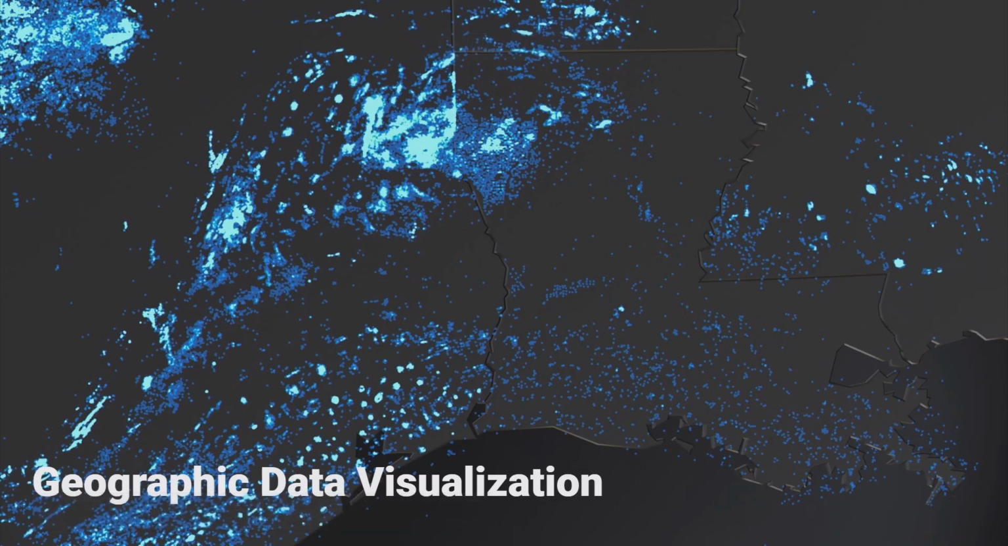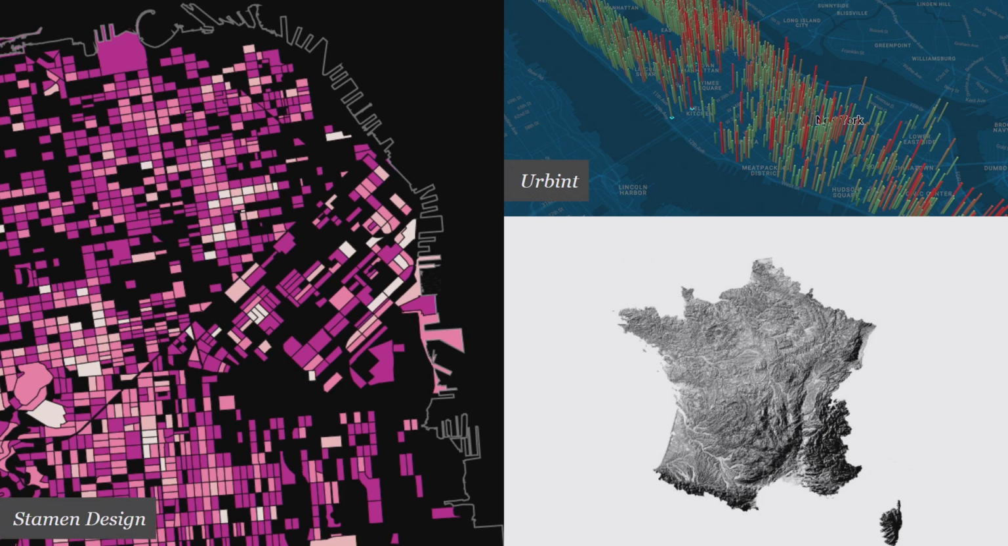All right, let's talk about geographic data visualization. We're going to do two different kinds of geographic data visualization today. These are a couple of looks that I really like, and these are all very achievable things in TouchDesigner. So this map by Stamen Design, they do a lot of great maps. This is a map representing Airbnb usage on different blocks in San Francisco.